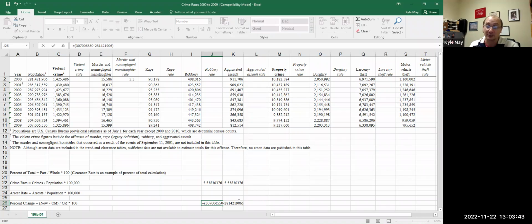It's going to do that subtraction problem first. And then I'm going to divide by the old number, 281,421,906. And then I can multiply by 100, and I'm going to get a percent change, 9.09%. So we could say that in 2009 compared to 2000, the population increased 9.09%.